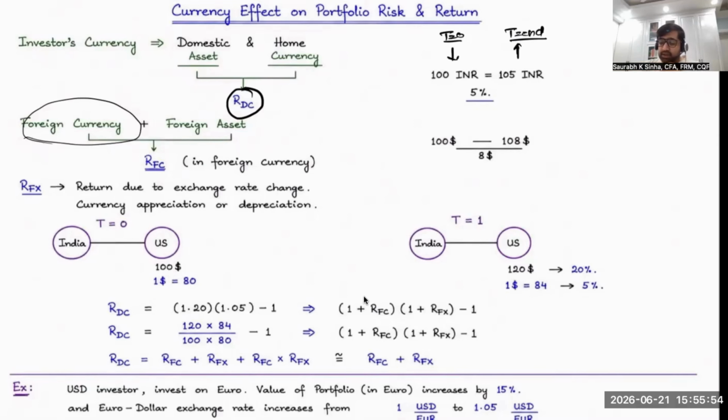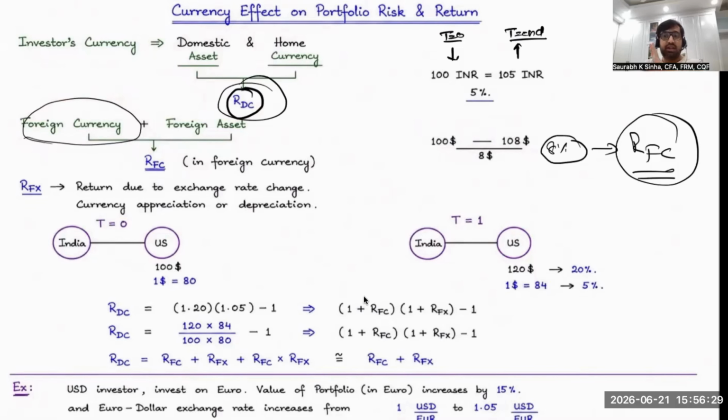For example, there is an asset with an initial value of 100 and a final value of 108. Then the total return is 8%. This 8% is still a return in the foreign currency. You have to convert it into the return in the domestic currency before calculating the final answer. So what we are trying to understand is how to convert RFC, the return in the foreign currency, into RDC, the return in domestic currency. That's it. It's very simple math. We only have to understand the notation.